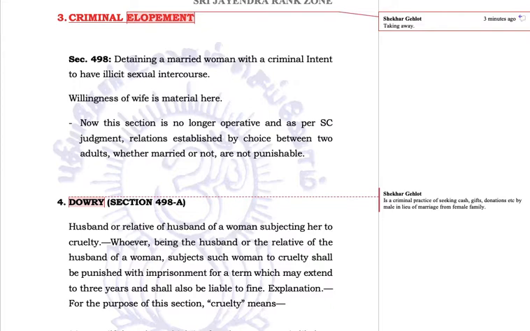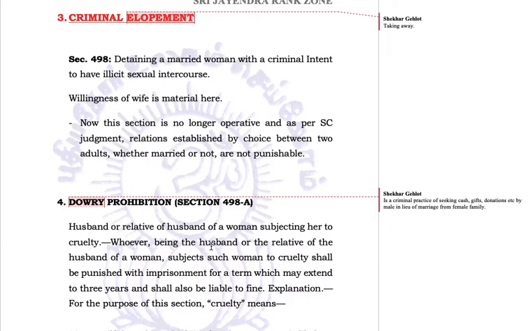Okay, so that is why we have a section which talks about dowry prohibition. Section 498A. Dowry is an offense, so we should reword the section as dowry prohibition. Now, what does this section say? Let us read it carefully. Husband or relative of the husband of a woman subjecting her to cruelty. That means we are talking about a woman, and who can subject this woman to cruelty? Husband or relative of the husband. They are subjecting her to cruelty.